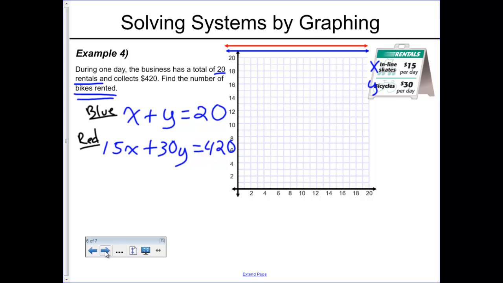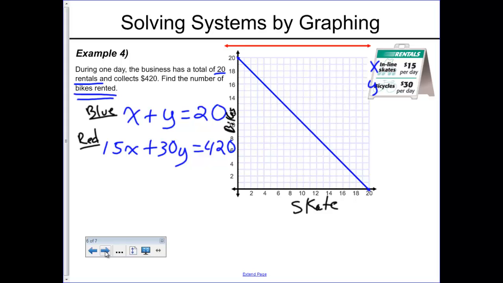The top one is pretty easy to graph because it has an x and y intercept of 20. So go ahead and grab this one, bring this down to 20, bring this up to 20. One thing we haven't done yet is identify that the x values are skates, and the y values are bikes. We'll put bikes right here.